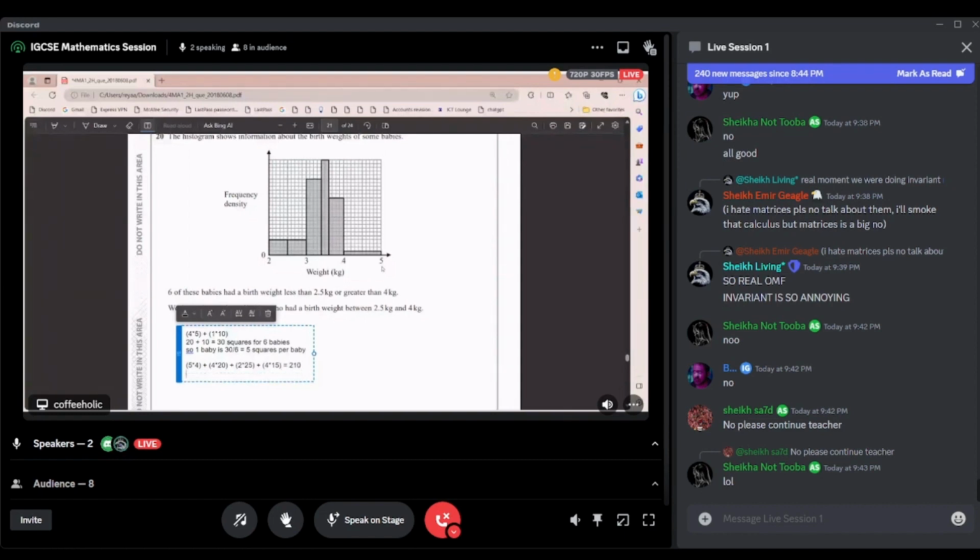Okay, now that is the number of squares. Now to work out how many babies that actually represents, we just do 210 divided by 5. It's 42 babies.